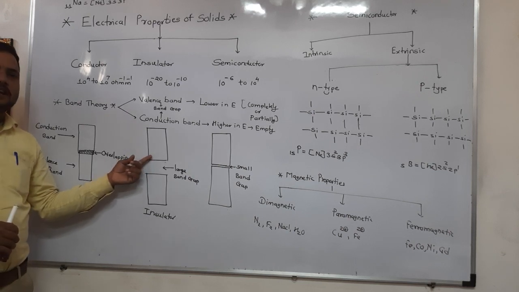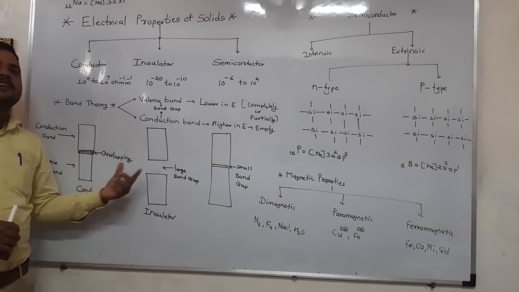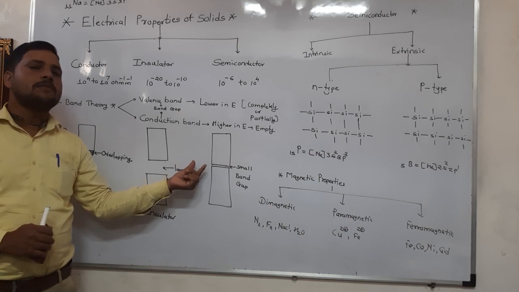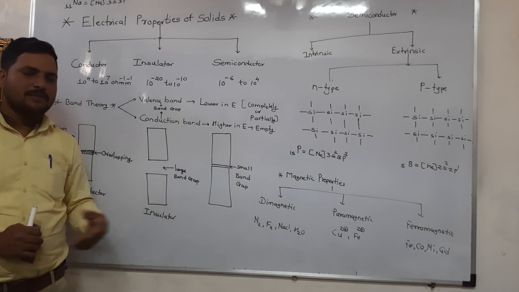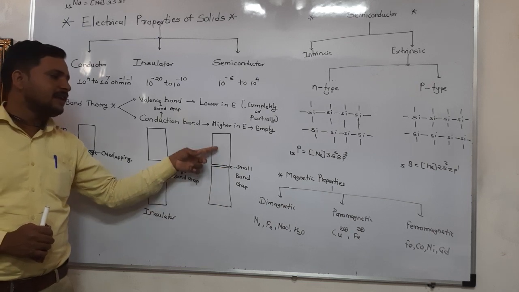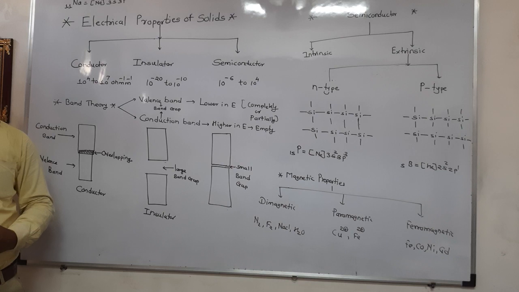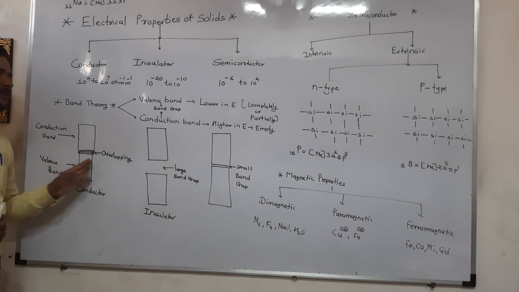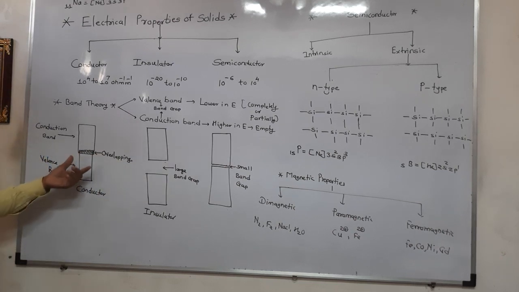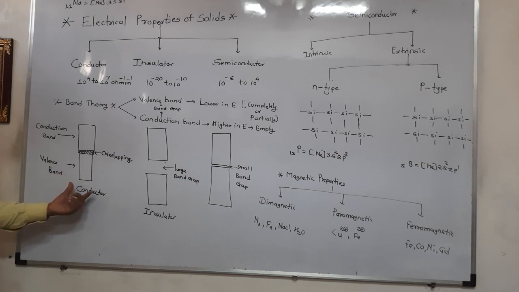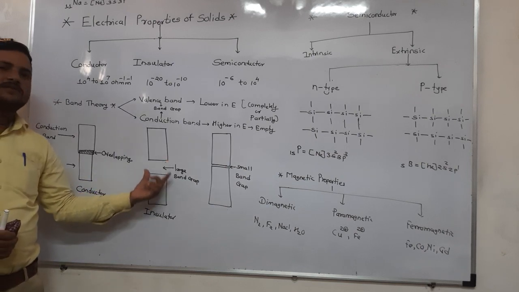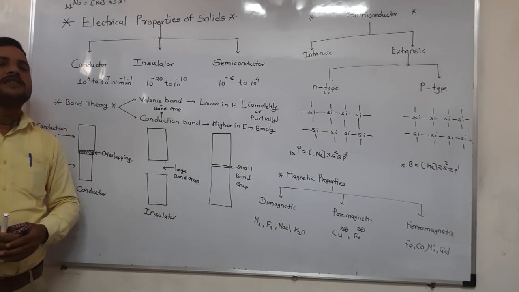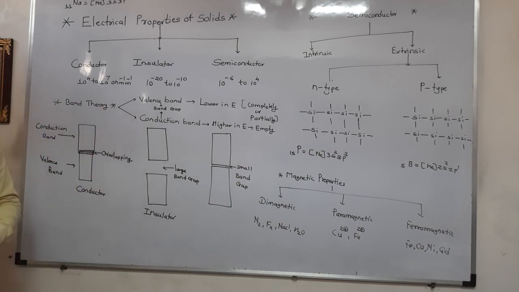If there is a large band gap between valence band and conduction band, it is known as an insulator. And in the third case, if there is a very small band gap between valence band and conduction band, it is known as a semiconductor. The band gap is also known as the forbidden zone. These are the three possibilities according to band theory: if overlapping is present, it is a conductor; if large band gap, an insulator; and if very small or finite band gap, a semiconductor. This is about the band theory.